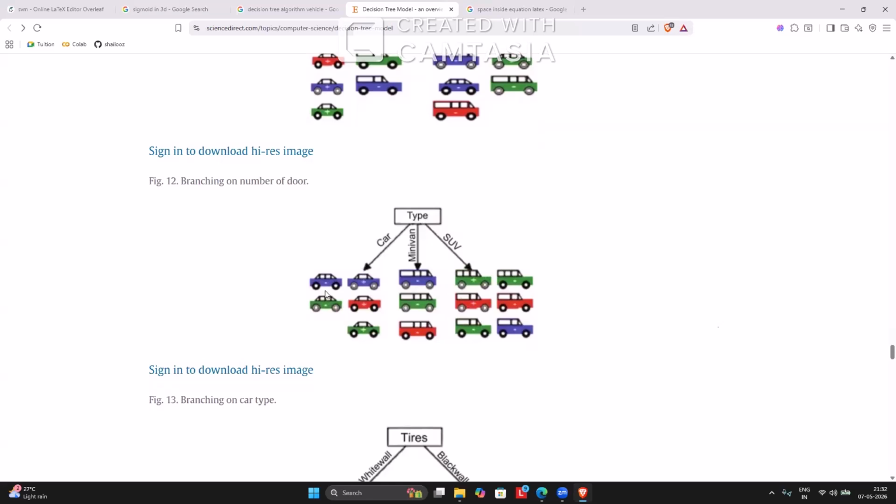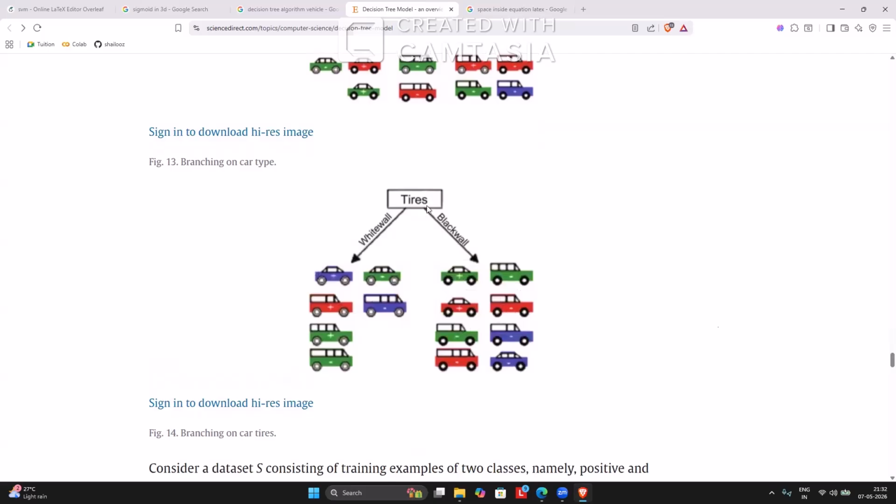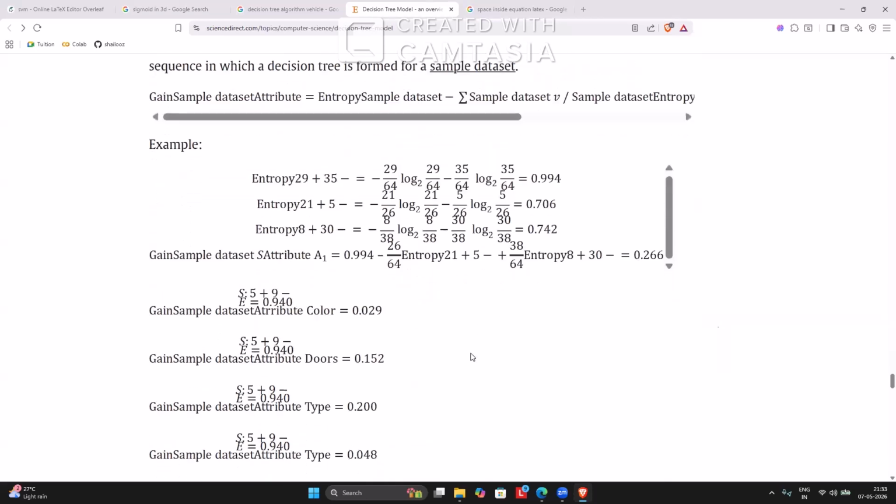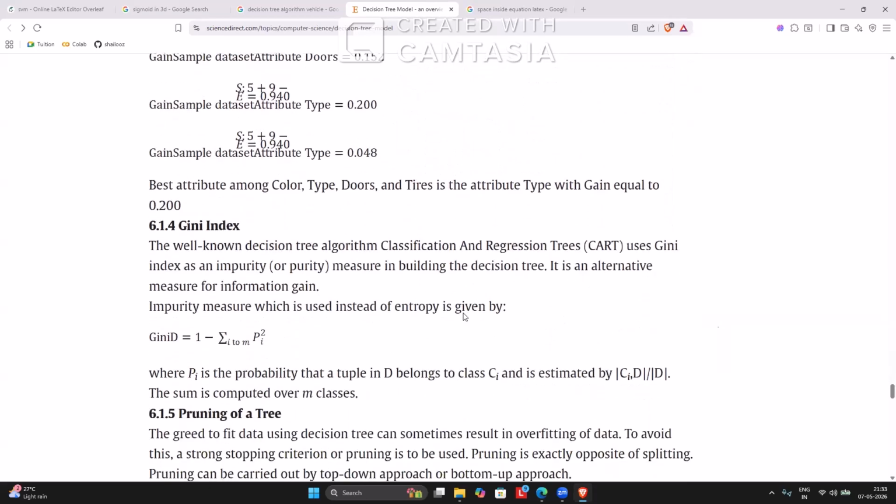And based on type, it can be car, minivan, or SUV. Car, it can be what? 2 positives, 3 negatives. See, when we take minivan, these are all negatives. And on SUV, it is 2 positives and more negatives. And based on tires also, we can consider this: 3 positives and 3 negatives, 2 positives and 6 negatives.